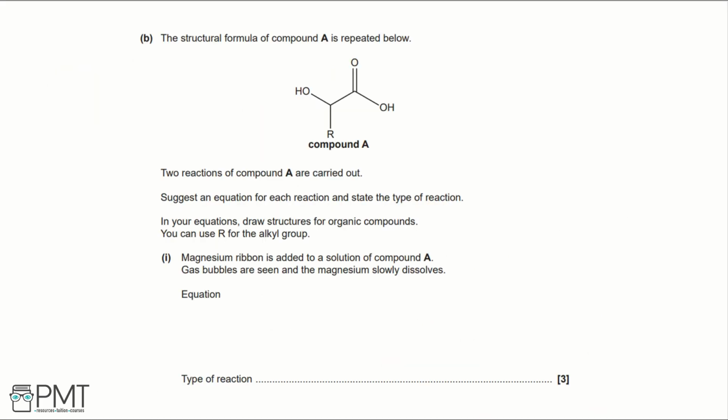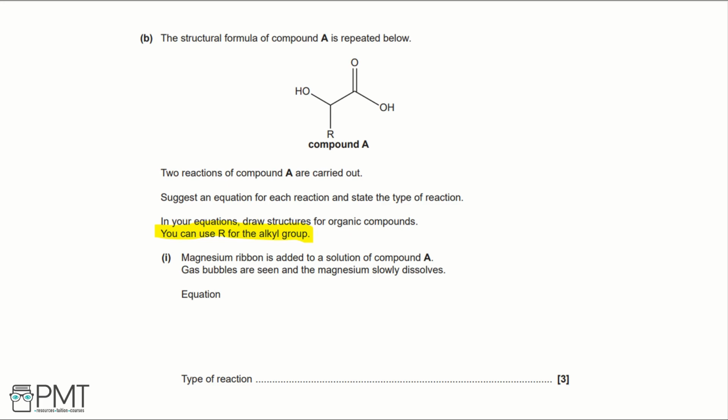Part B. The structural formula of compound A is repeated below. 2 reactions of compound A are carried out. Suggest an equation for each reaction and state the type of reaction. In your equations, draw structures of organic compounds and use R for the alkyl group. Part 1. Magnesium ribbon is added to a solution of compound A. Gas bubbles are seen and the magnesium slowly dissolves. So a key piece of information in this question is that we need to use R for the alkyl group.